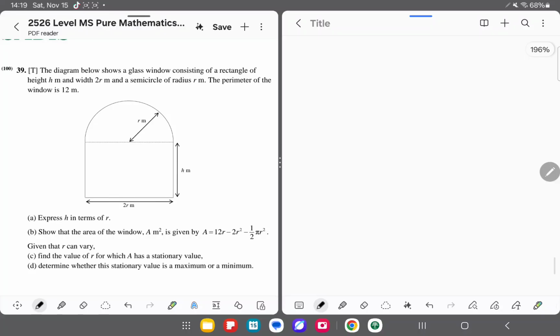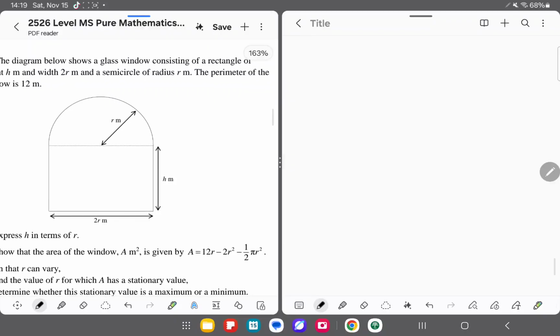So we have here a semicircle and a rectangle, and they told us that the perimeter is 12. It's practically copy-paste of nearly every question that we've done here. So we'll just quickly get the perimeter here. It's 2r plus h. Okay, sorry, we do have to double that here.